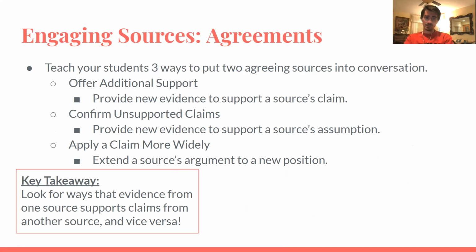Namely, that is offering additional support, confirming unsupported claims, and applying a claim more widely. If you want more detail on this, you can go back to chapter 24 in Fearless Writing. But for me, the key takeaway is when you're looking for agreements, simply look for ways that evidence from one source supports claims from another source. And that's a really clean, easy way to look for agreements between two or more sources.